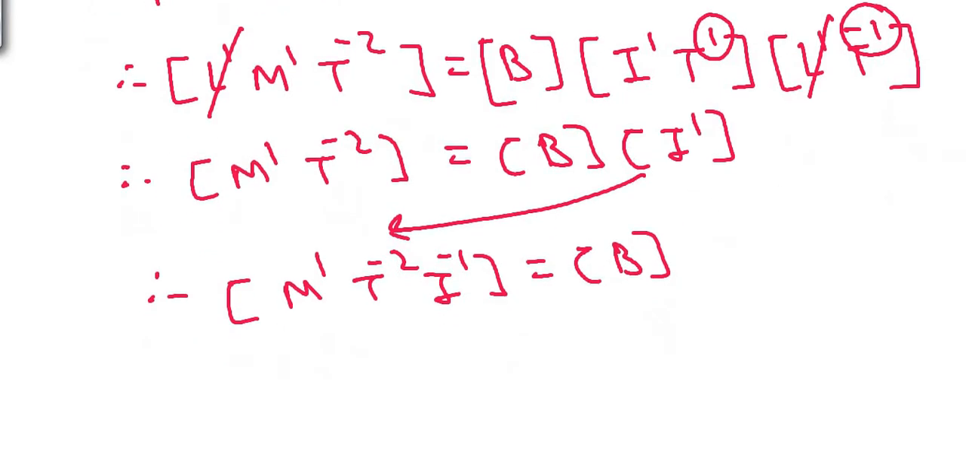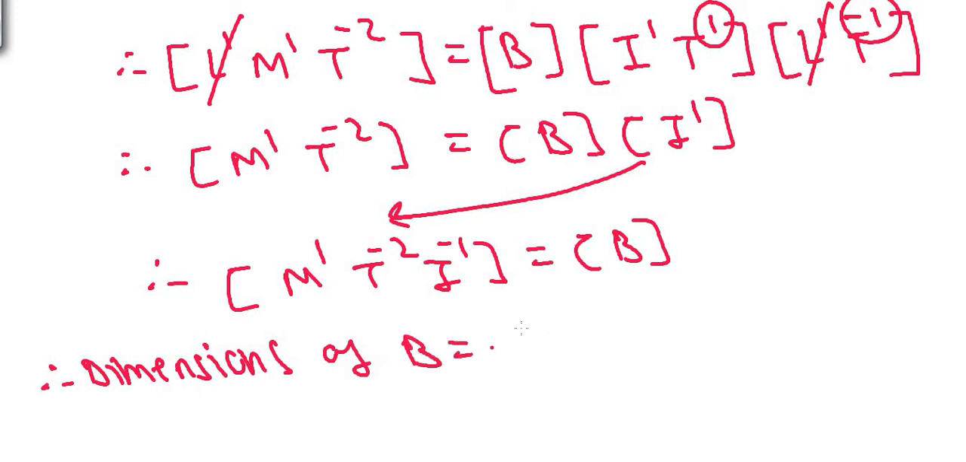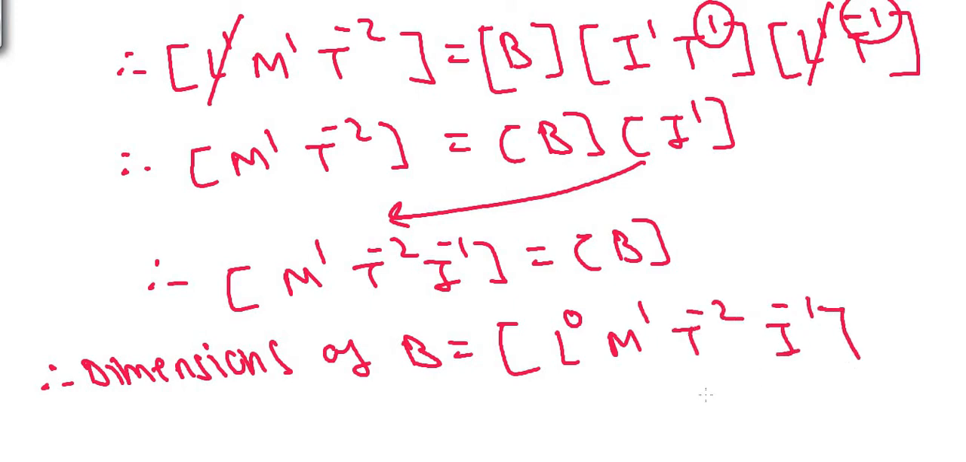Now let us write it one more time finally. And therefore we get dimensions of magnetic induction B is equal to no length, so we'll write L raised to 0, M raised to 1, T raised to minus 2 and current I raised to minus 1.